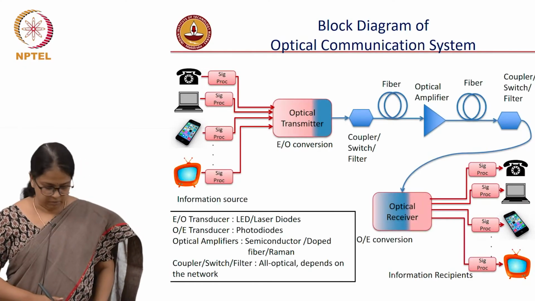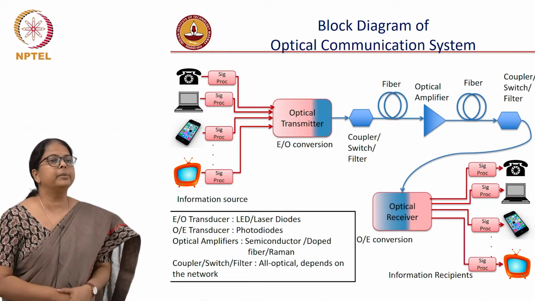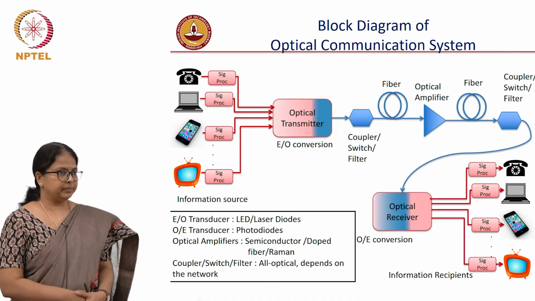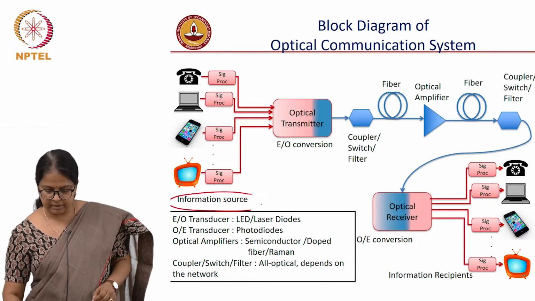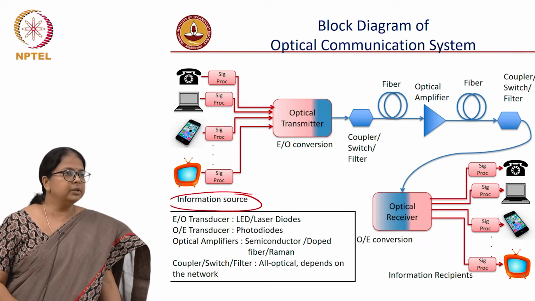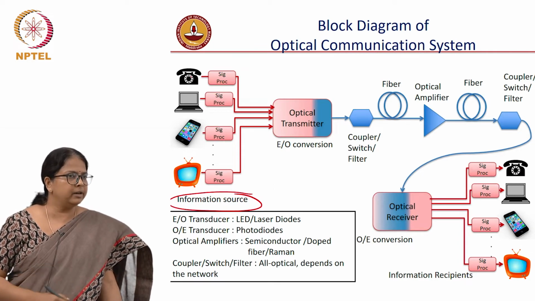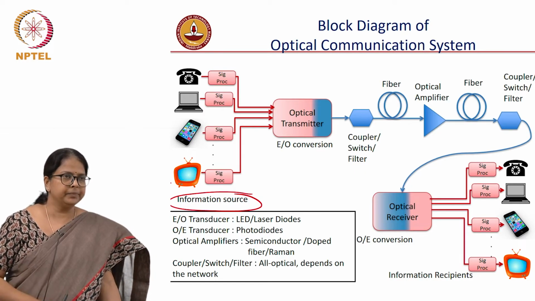Okay, so now we move on to the block diagram of an optical communication system. So we have the source of information, which could be signals from a television or a cell phone or a computer or a regular landline phone. I mean, this is not the limit. You could have any source of information.